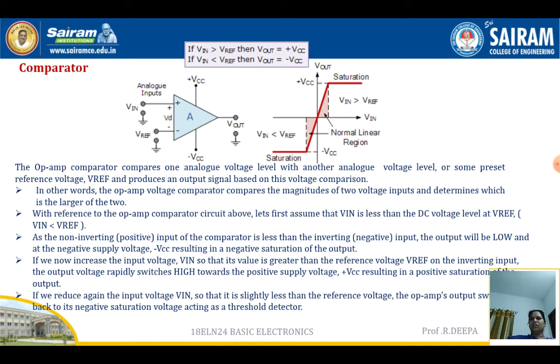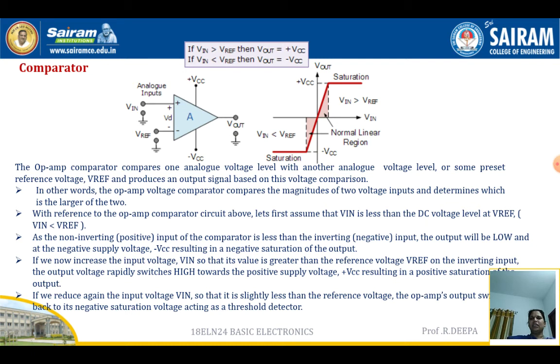If the Vin voltage is less than the V reference, the output voltage will be equal to the saturation voltage, minus VCC. That is, whenever the input voltage is less than the V reference, the comparator output will be equal to minus VCC. On the right hand side I have shown the graph. When Vin is less than V reference, the output voltage will be at minus VCC.